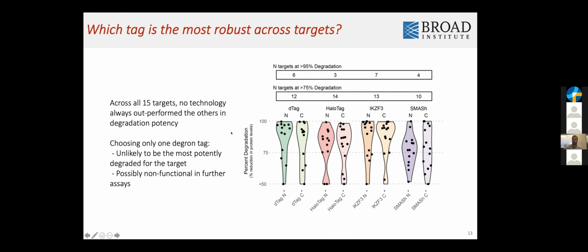In summary, we found that if you were to only choose one Degron tag, say your lab mate tells you that the Aiolos N construct is just the best thing ever, just choosing only one Degron tag is unlikely to be the most potently degraded for any given target. And also, having multiple Degron tags moving forward towards functional studies can be really, really valuable.